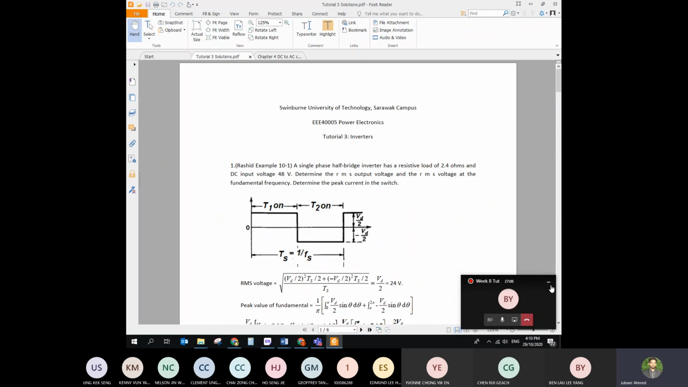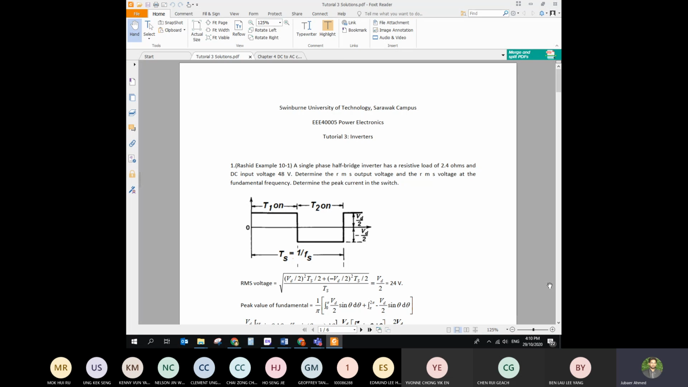So look at our first question here. It is the Rashid example, taken from the Rashid book. A single phase half bridge inverter has a resistive load of 2.4 ohms and a DC input voltage of 48 volts. Determine the RMS output voltage and the RMS voltage at the fundamental frequency. A few things you have to understand about this question: what is this DC input voltage? Is that the total voltage or the half voltage?